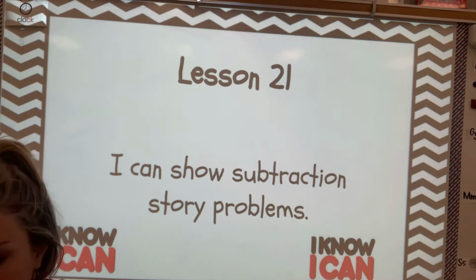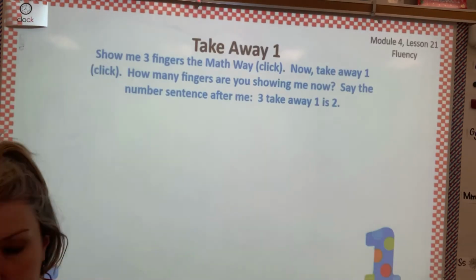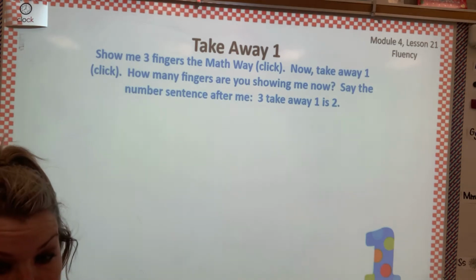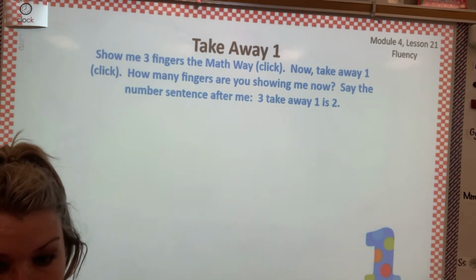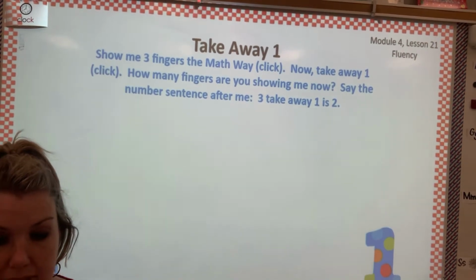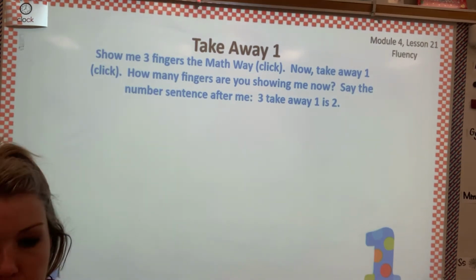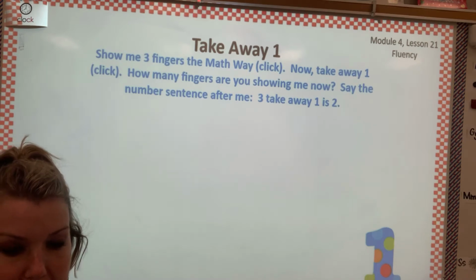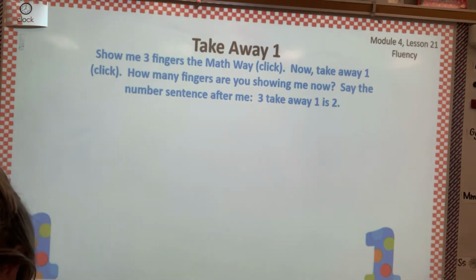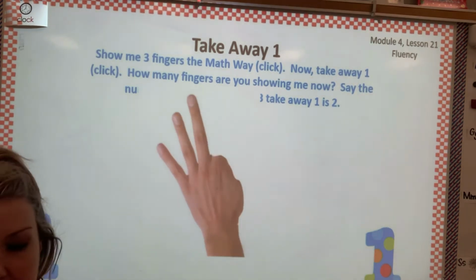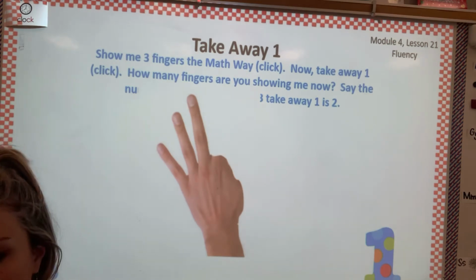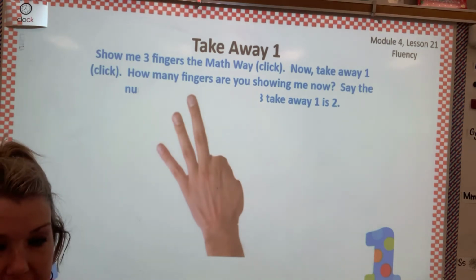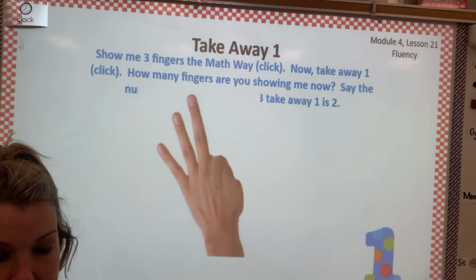Okay, so let's take a look at our warm-up this morning. Our warm-up's called take away. Remember, take away is another word for subtraction. Show me 3 fingers the math way. Do it now. Awesome. Now take away 1 finger. Show me.